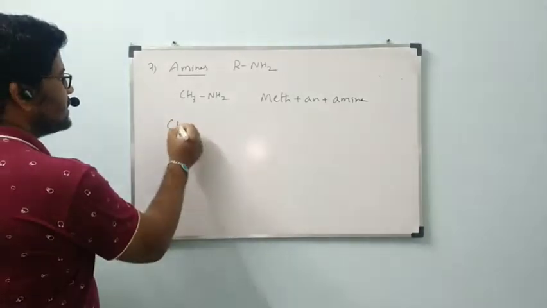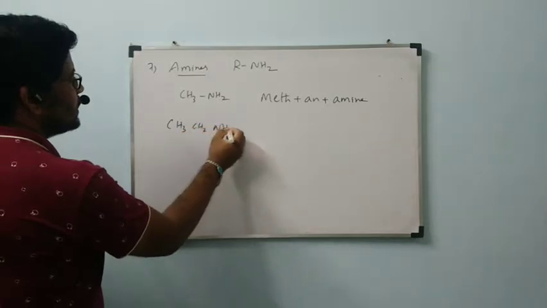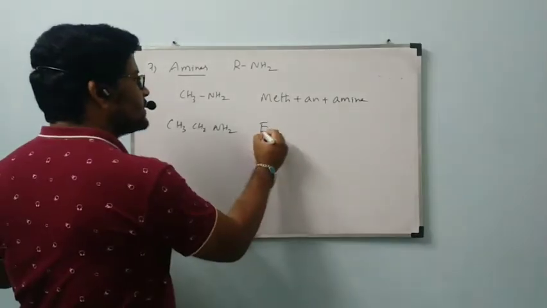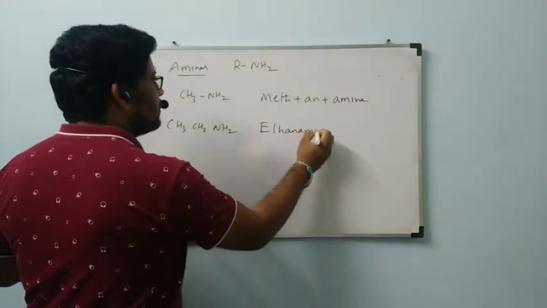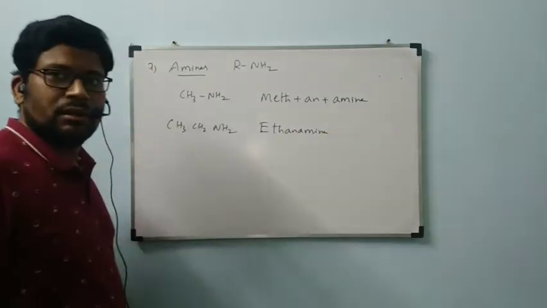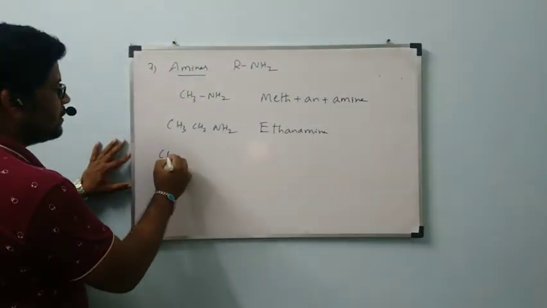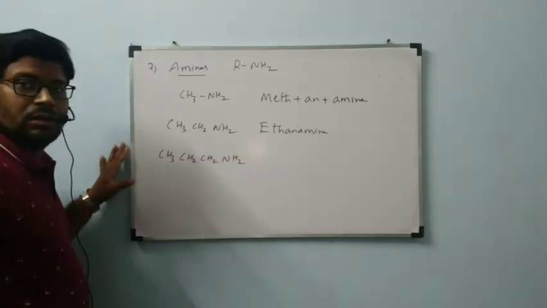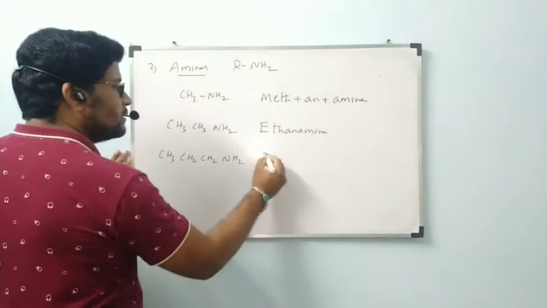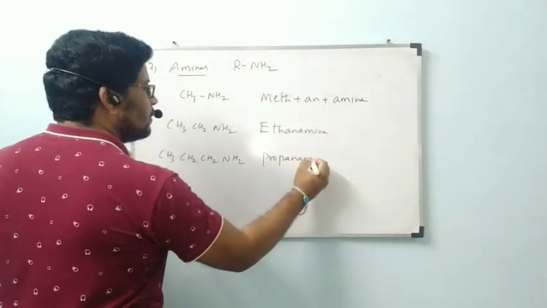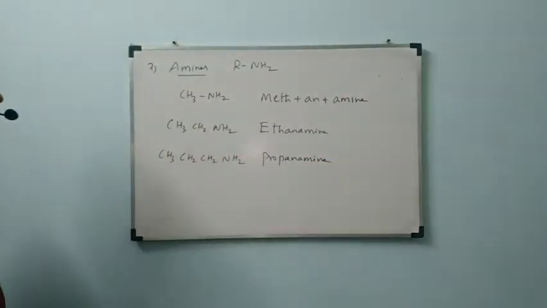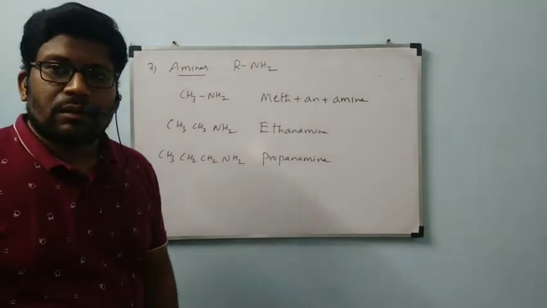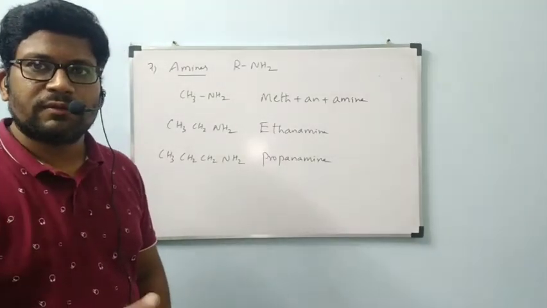Next, CH3, CH2, NH2. The name of this compound is ethanamine. Next, CH3, CH2, CH2, NH2. The name of this compound is propanamine. Okay? In this way, we have to give names of amines.